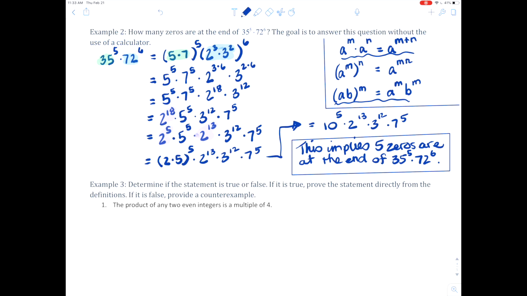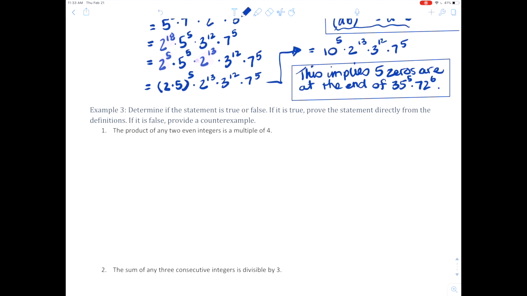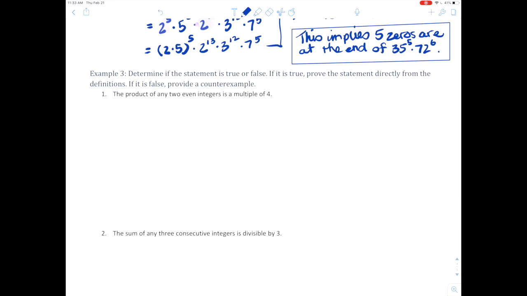All right, pretty cool, huh? One application. Okay, so now let's get into some proof stuff. First of all, we want to figure out, hey, are these statements true or false, right? If they're false, then we would have to provide a counterexample. And if they're true, we need to prove them, all right? So the product of any two integers is a multiple of 4.